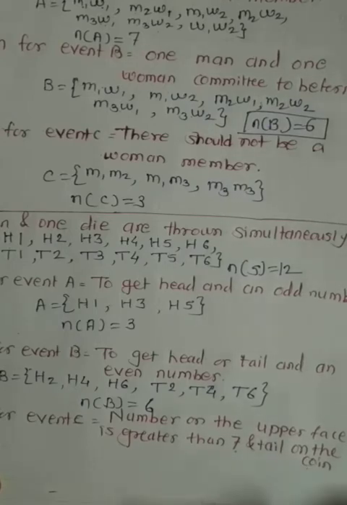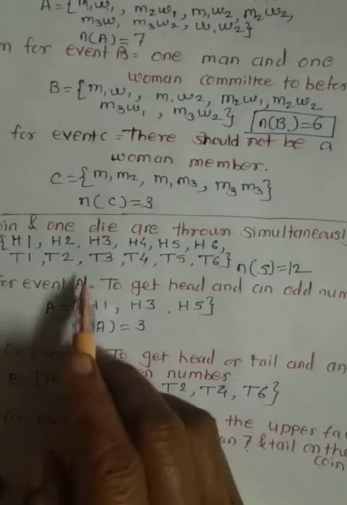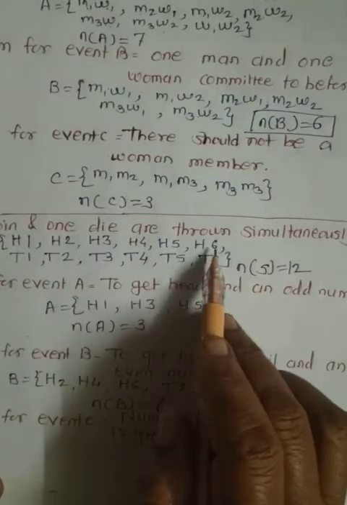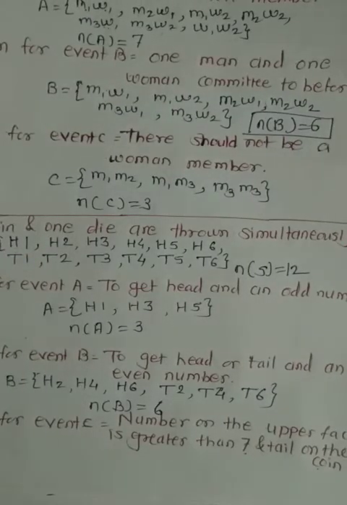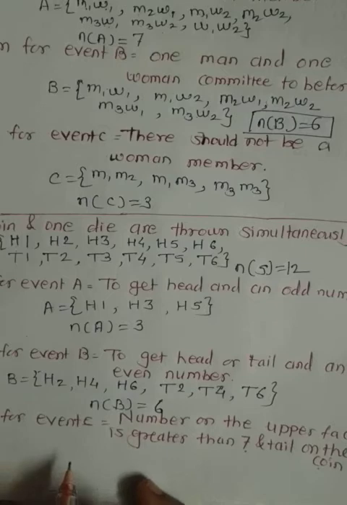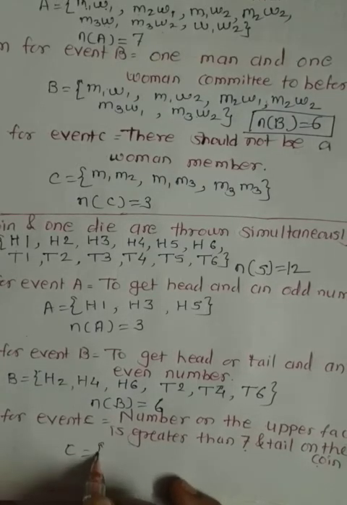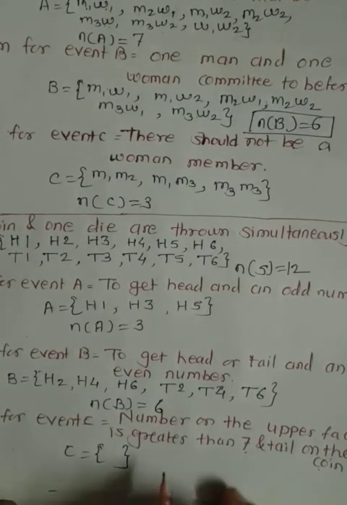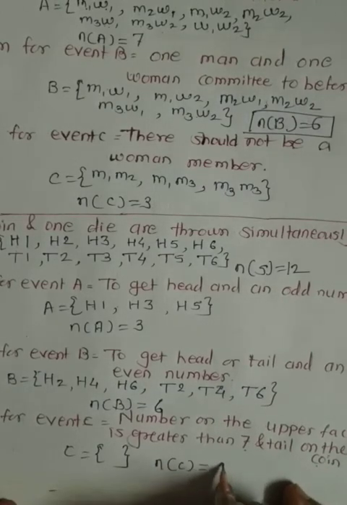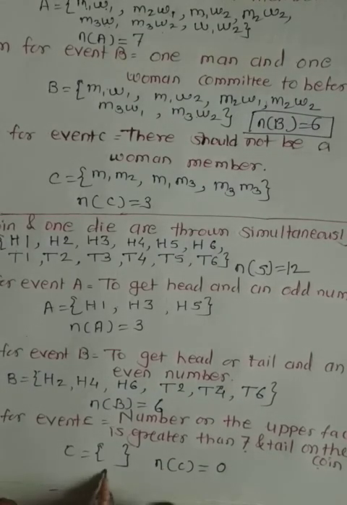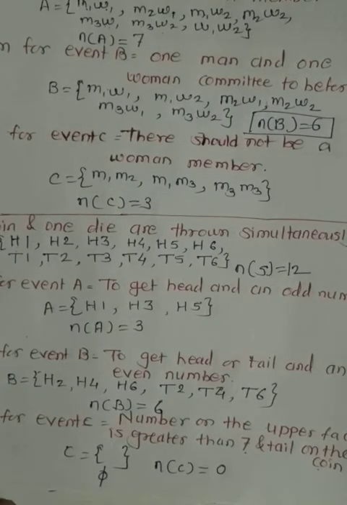Now the event C, number on the upper face is greater than 7, tail on the coin. Now here if you observe the digits 1, 2, 3, 4, 5, 6, because there are only 6 possible outcomes for the die and there is no number greater than 7, means we can't obtain such sample points for this event. Therefore write down that event C as empty, means number of C is equal to 0, means here we can represent that event by the empty set phi.